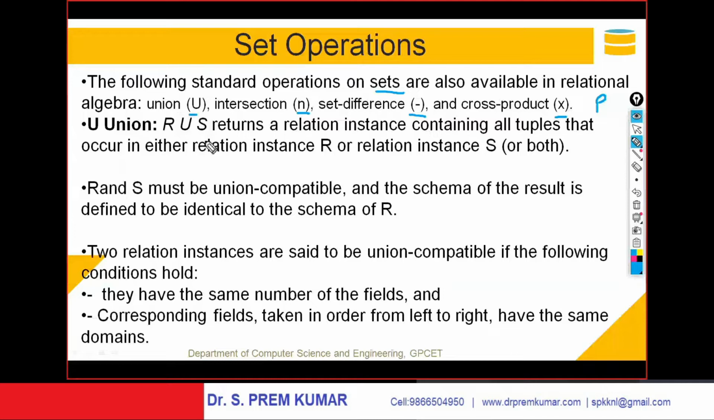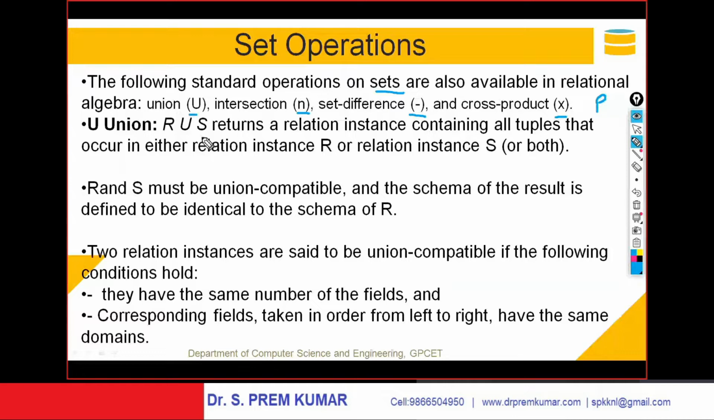That is, the data of R and the data of S are clubbed together and you get the output, eliminating duplicates. If there are any duplicate values, the duplicates are eliminated and you will get the data. Once again, R contains some tuples and S contains some tuples. R union S combines the tuples of R and the tuples of S. You get the complete data.